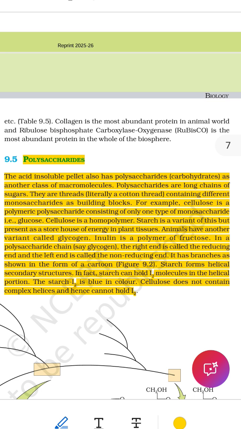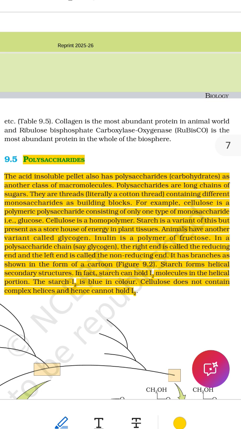What are polysaccharides? Polysaccharides are very large molecules, macromolecules, made by linking many small sugar units, monosaccharides, together. The word poly means many, and saccharide means sugar, so polysaccharides literally mean many sugars. They can have hundreds or thousands of sugars in one long chain. Polysaccharides are a type of carbohydrate, just like simple sugars, but much bigger.